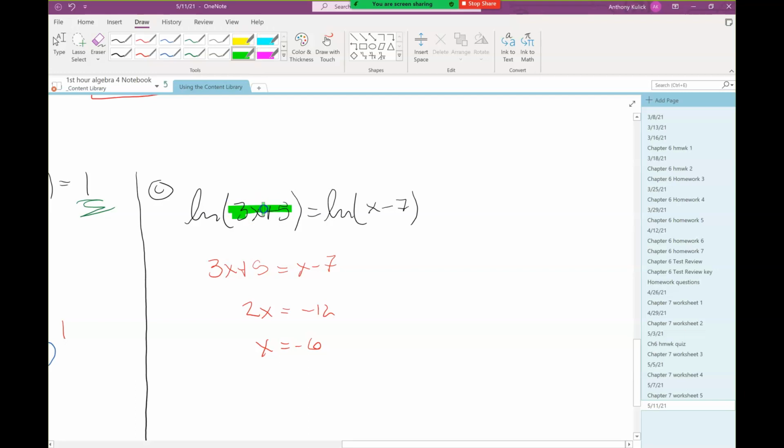When I plug negative 6 in for x, 3 times negative 6 is negative 18, plus 5 is still negative. Ruh-roh. That answer is extraneous. What do I do now? I don't have any answers left. Just write no solution. Because all my answers are gone. Cross them all out. There's no answers left. Oh no! It's okay.